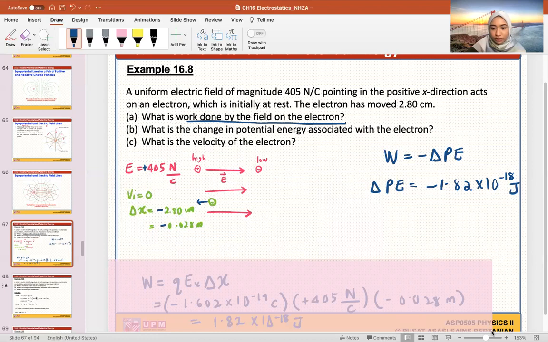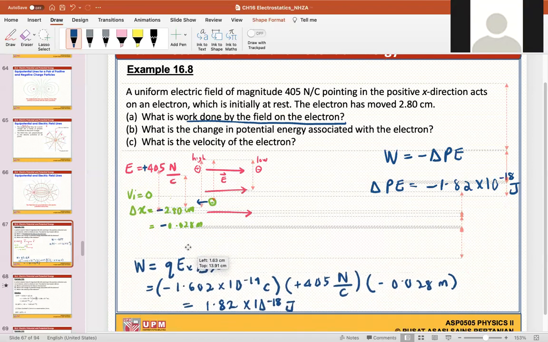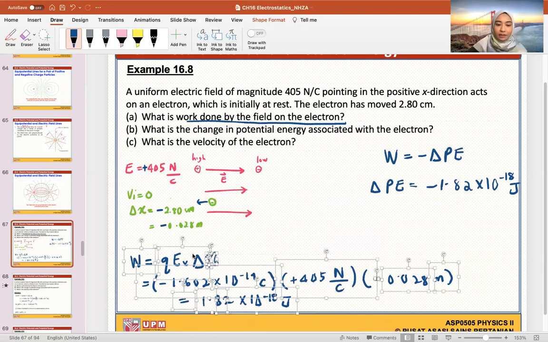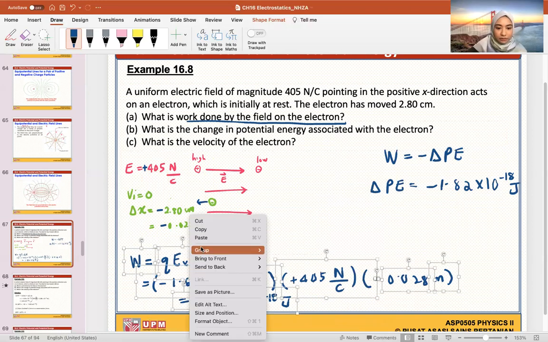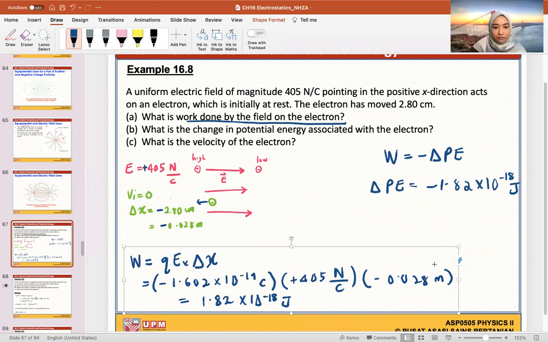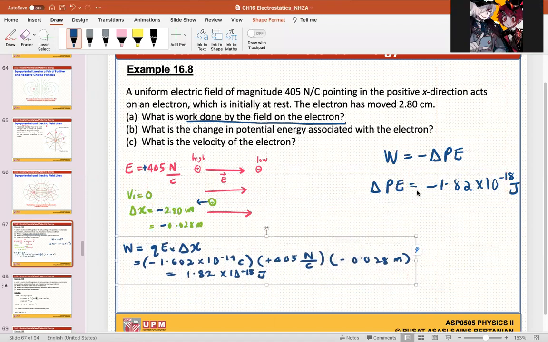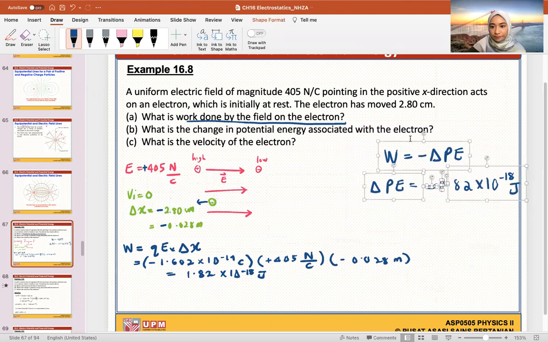How am I going to relate PE with KE? I already gave a hint. Zero equals to zero, right? Apply the conservation of energy. Okay, right. Let me group this.